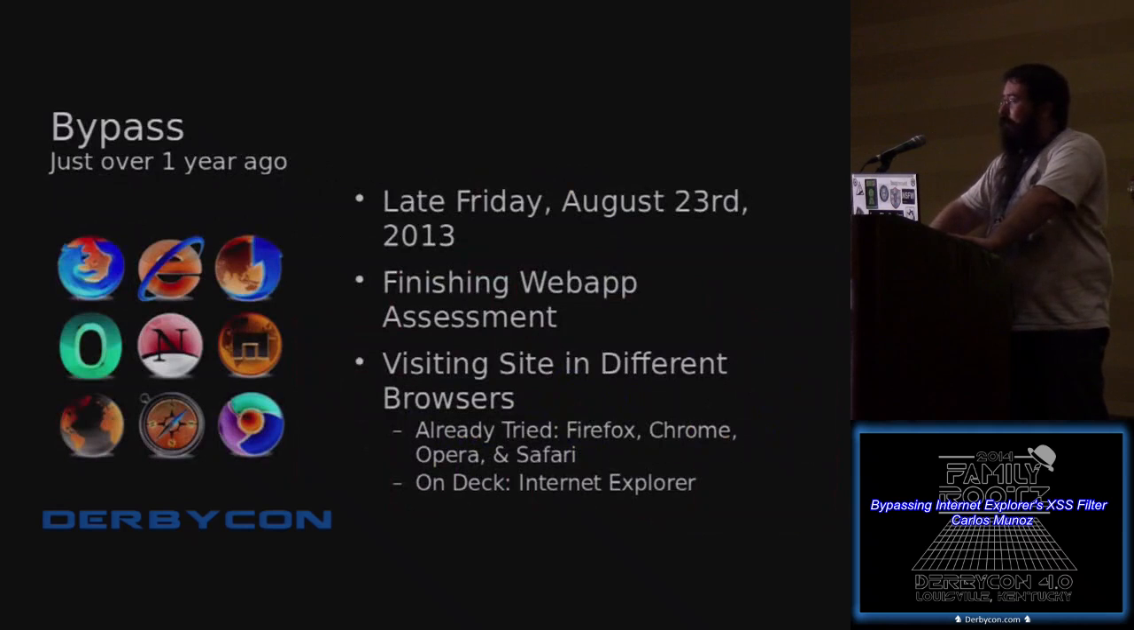So, just over a year ago, I was working on a vulnerability assessment of a website. I was going back over the website in various browsers to see if there was any sort of browser-specific functionality that would appear. Maybe there's something that only shows up when the Chrome user agent is sent, or maybe there's some sort of weird ActiveX thing that only shows up when Internet Explorer is used. Is there anything that's browser-specific?